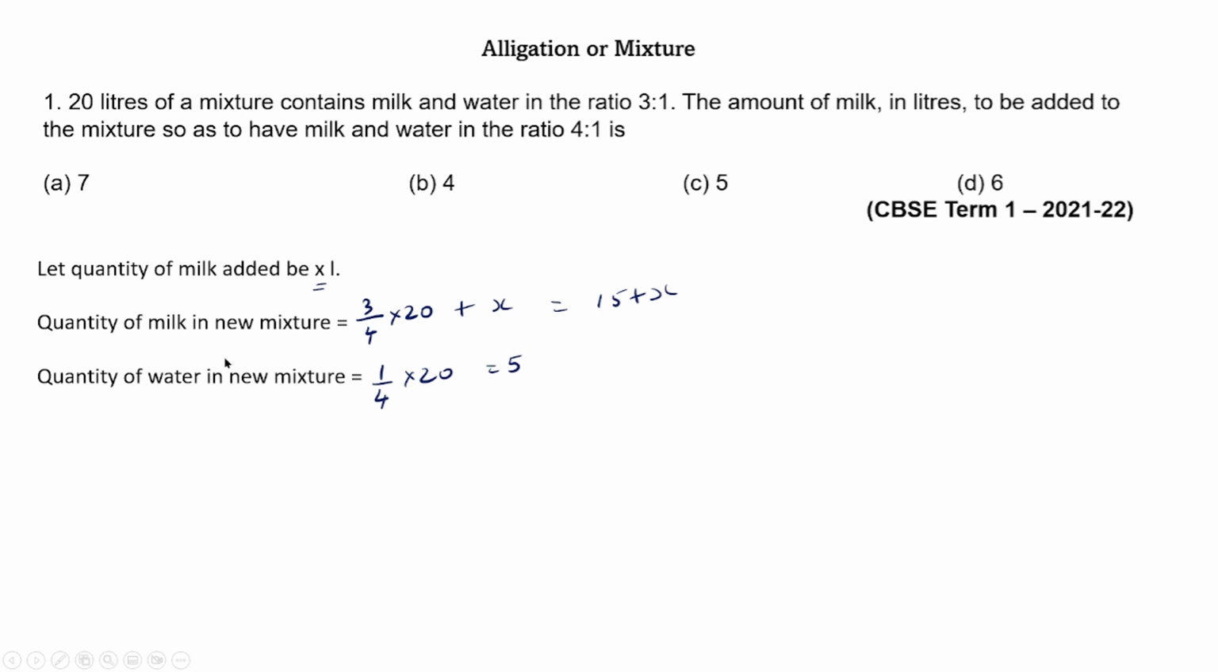And now the quantity of milk in the new mixture upon the quantity of water in the new mixture is in the ratio 4:1. So from this we have (15 plus X) upon 5 equal to 4/1, or 15 plus X is equal to 20, X is equal to 5 liters. So if we add 5 liters of milk to this 20 liters of mixture, we will get milk and water in the ratio 4:1. So the correct option is option C, 5.